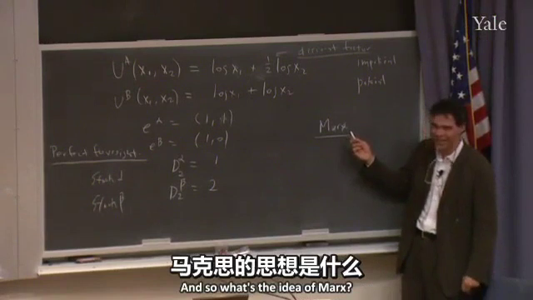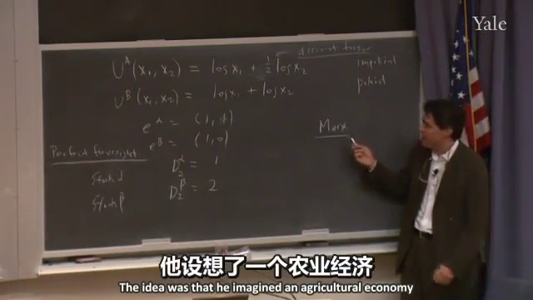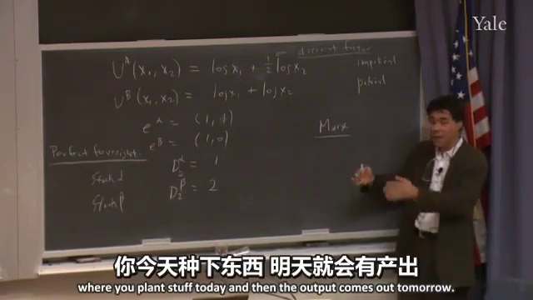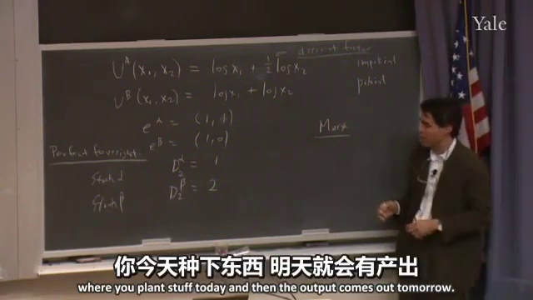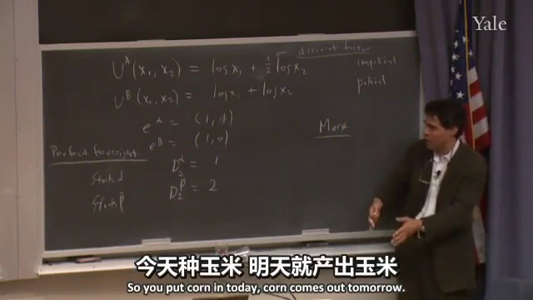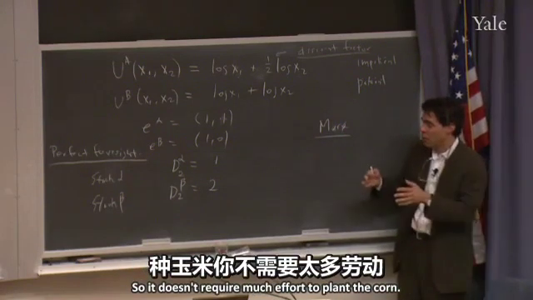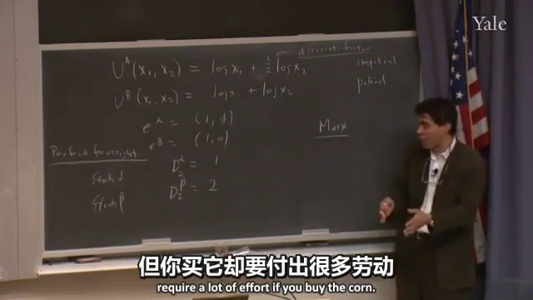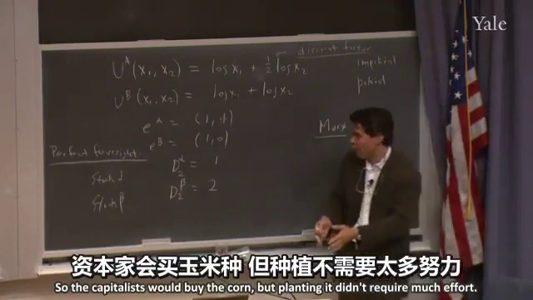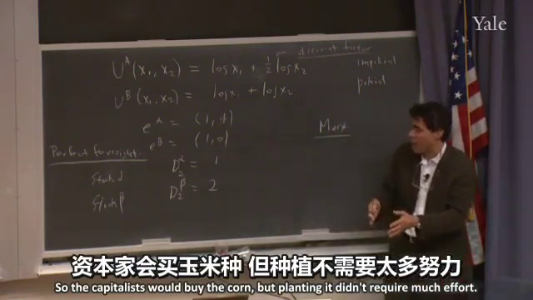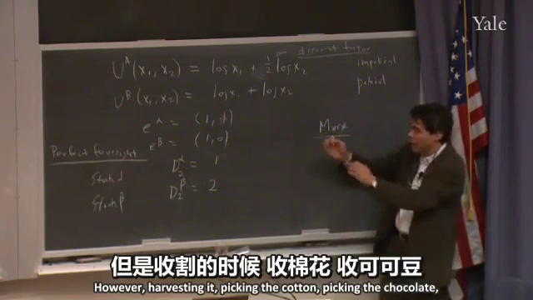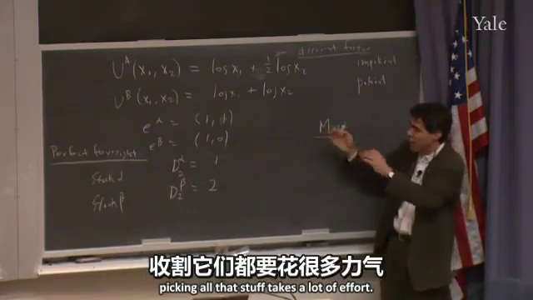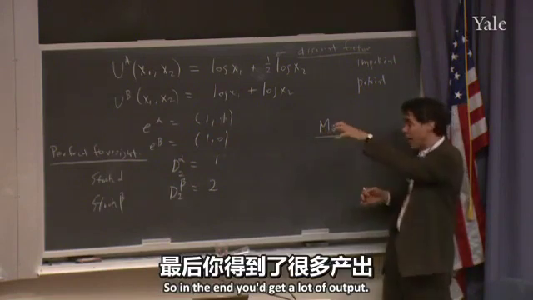So what's the idea of Marx? The idea was that he imagined an agricultural economy where you plant stuff today, and then the output comes out tomorrow. So you put corn in today, corn comes out tomorrow. So it doesn't require much effort to plant the corn. You have to buy the corn. So the capitalist would buy the corn, but planting it didn't require much effort. However, harvesting it, picking all that stuff takes a lot of effort. So in the end, you'd get a lot of output.